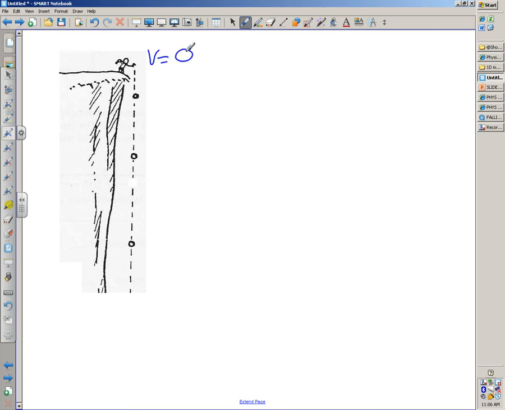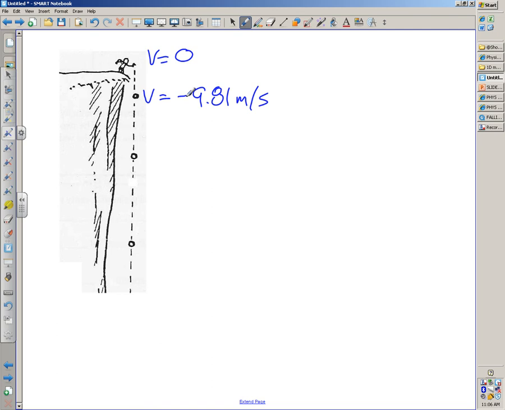How fast is it going after the first second? Is that its velocity? Could be. Could be this, though, depending on frame of reference, right?